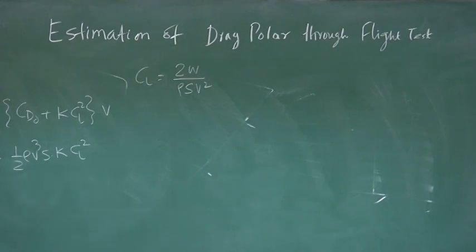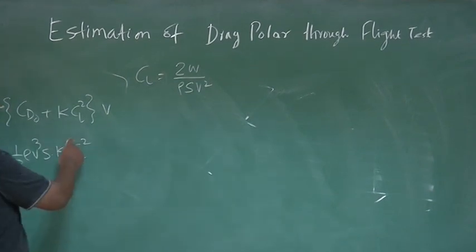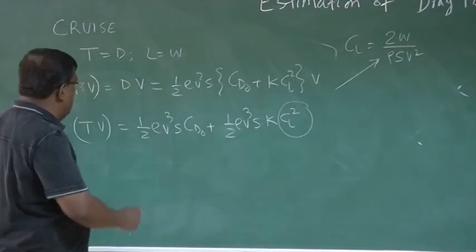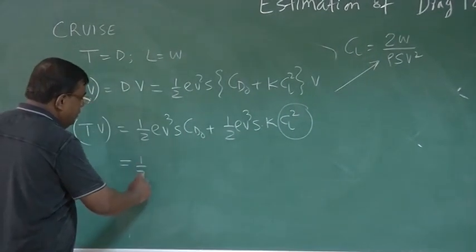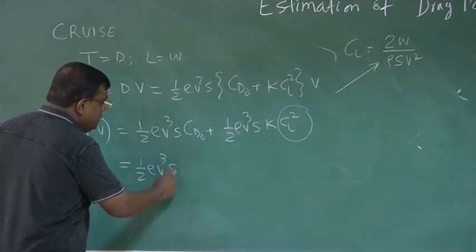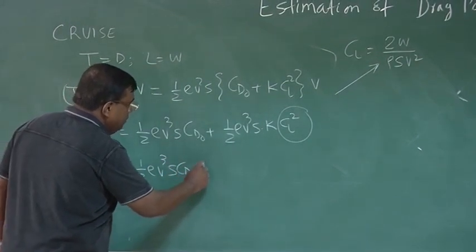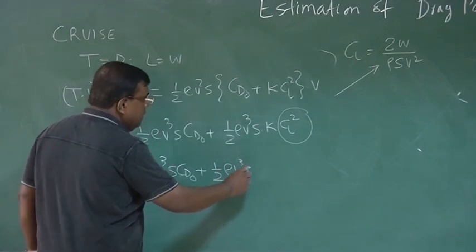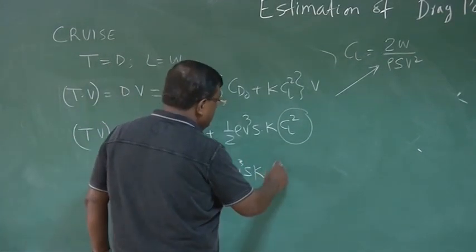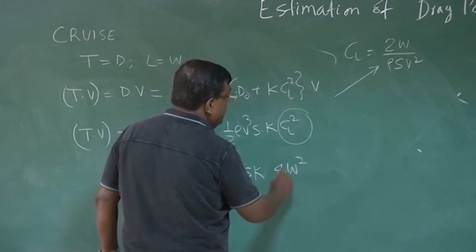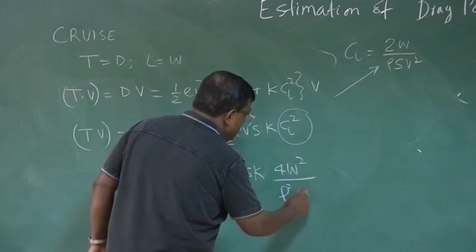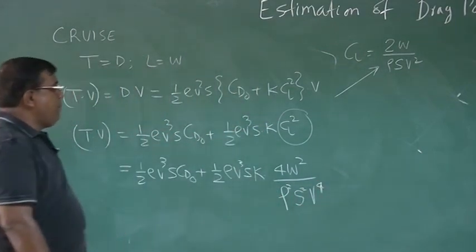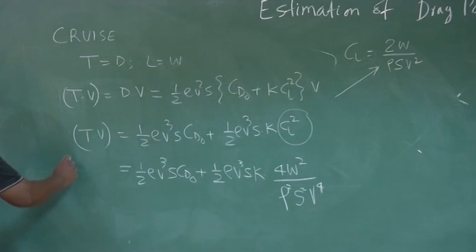Right? So what I do, I replace CL square by using this CL. So I have now the expression: half rho V cube S CD naught plus half rho V cube S K into 4 W square by rho square S square V to the power 4. No objection? Everything is fine?